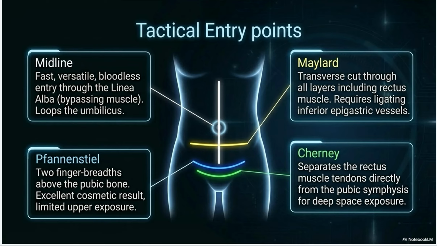The Maillard incision is a deeper, transverse incision that cuts through the rectus abdominis muscles. This approach provides wider exposure to the pelvic organs, but requires careful management of blood vessels within the abdominal wall. The Czerny incision is another specialized approach used primarily in pelvic surgery. Instead of cutting through the muscle, the surgeon detaches the rectus tendons from the pubic bone and later reattaches them.